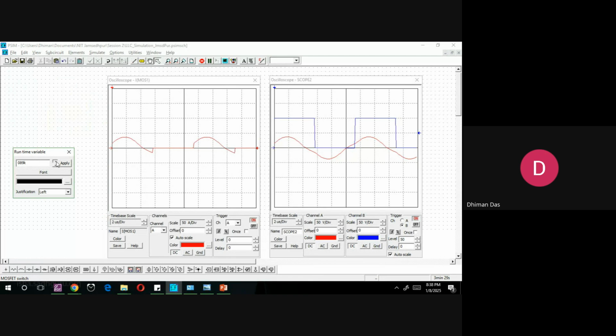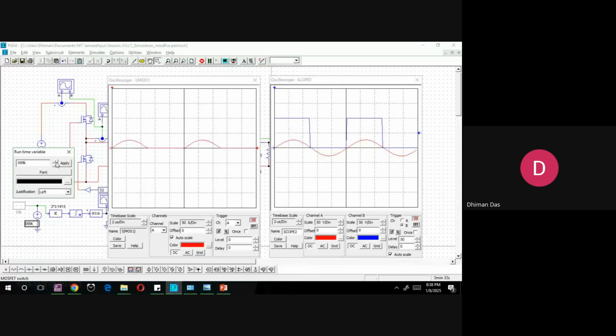Now at the resonant point, see, this is exactly following the envelope, and this current is flowing through the switch, and see, there is no negative current also. So at resonant mode, generally we try to operate the converter slightly above the resonant frequency, that is inductive mode, because of this zero voltage switching.